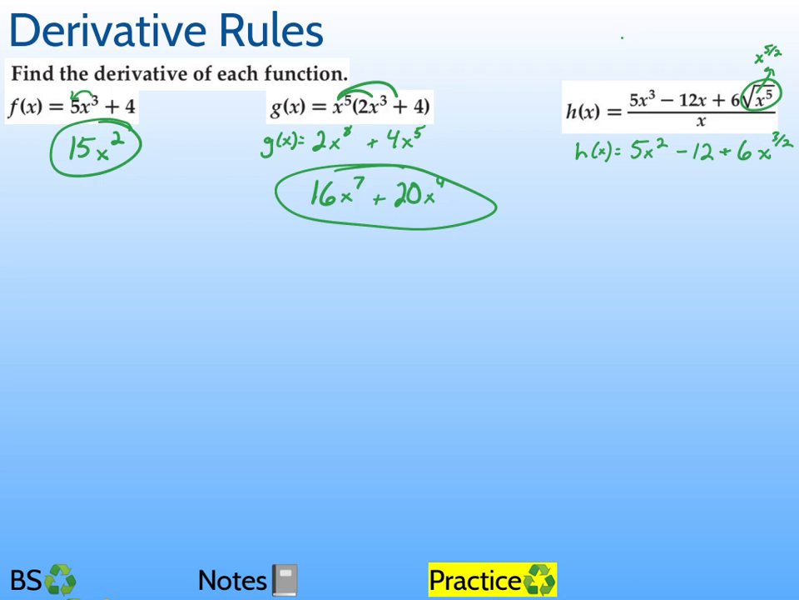And now we can take this derivative easily. This first part goes to 10x. The negative 12 goes to 0 because it's a constant number. And then we're going to do 3 halves times 6, which is going to be 9. And then x to the subtract 1, 1 half. Which, of course, you can rewrite as 10x plus 9 square root of x.